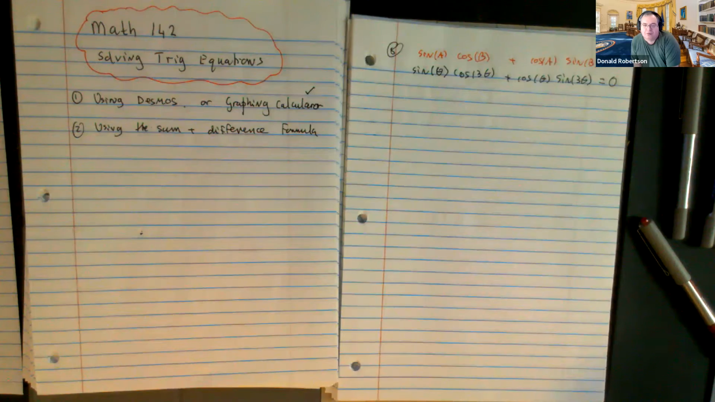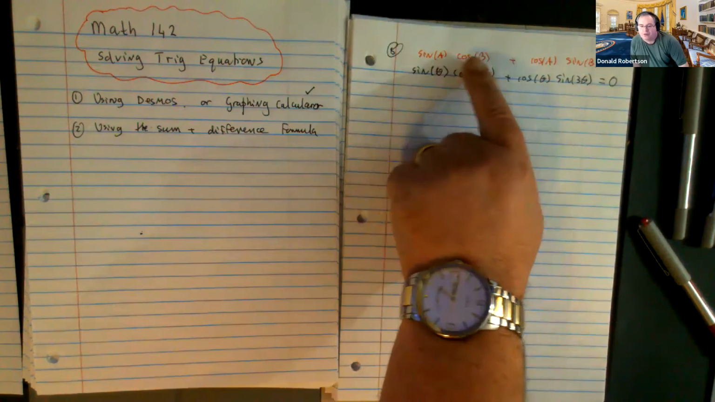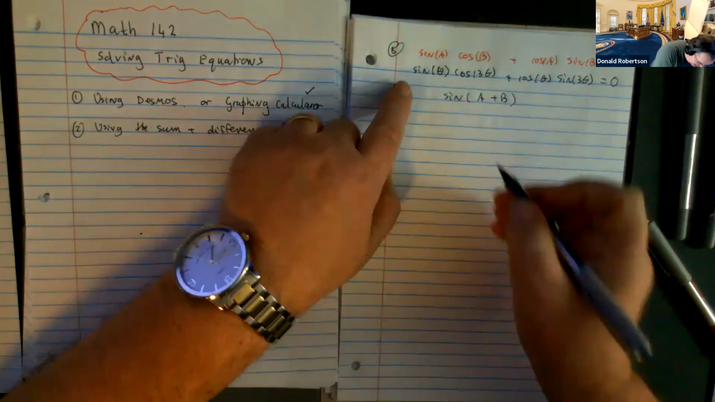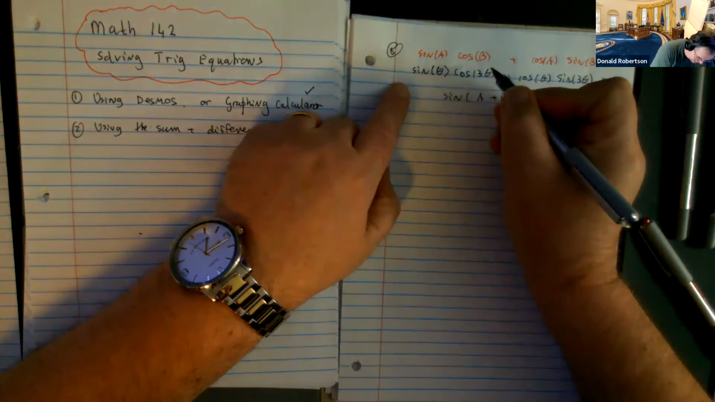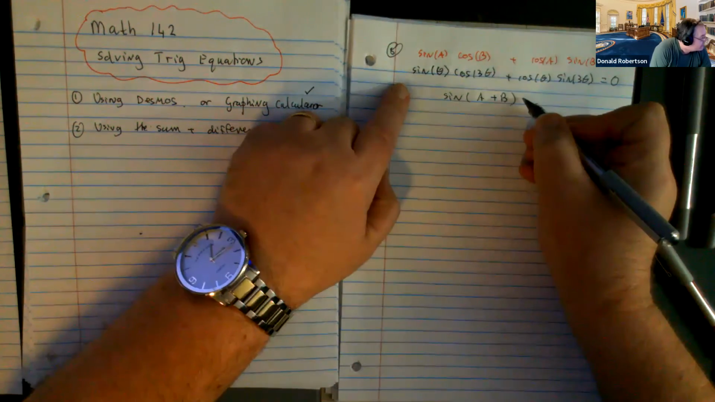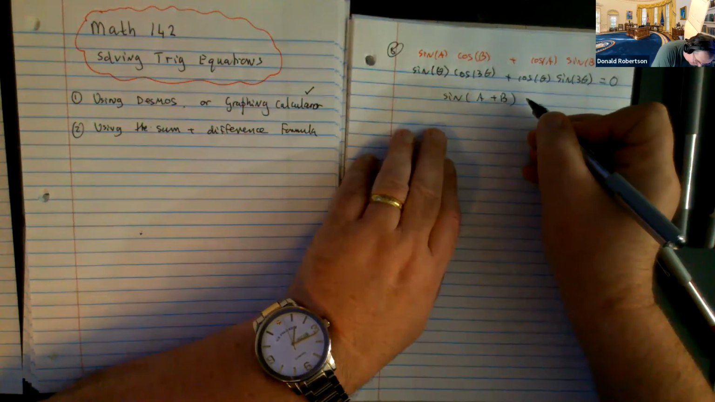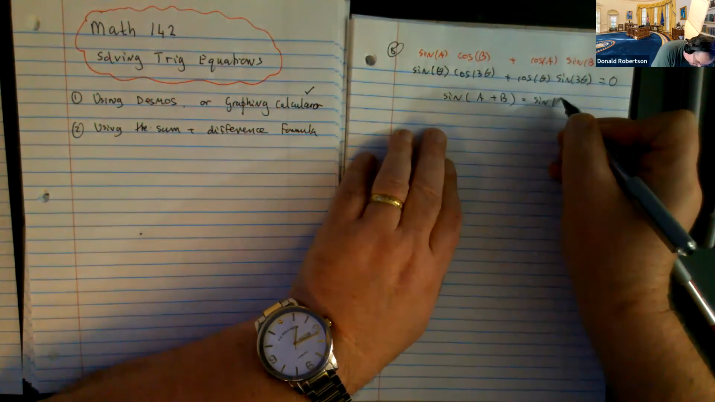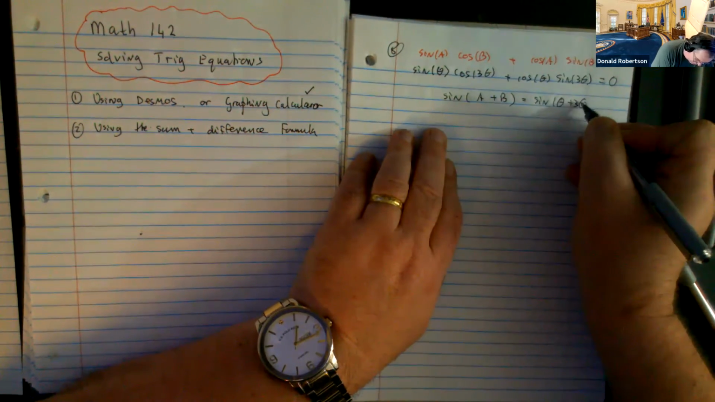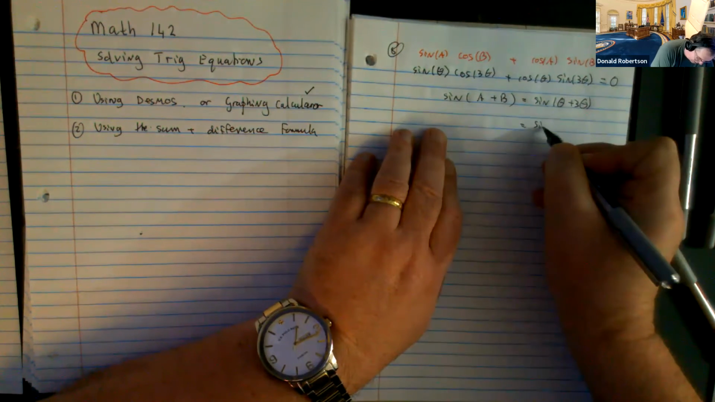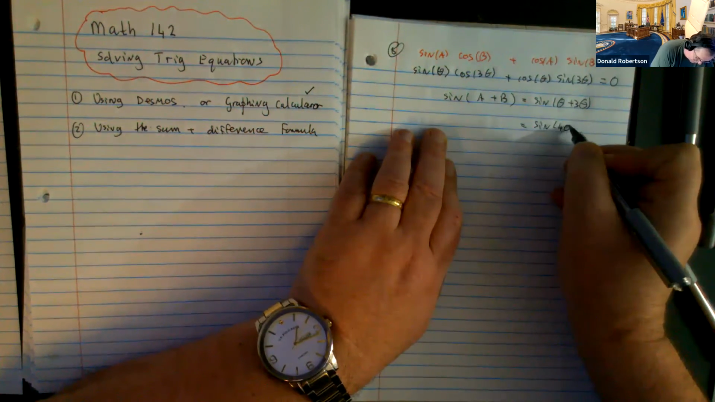Want to have a guess before I tell you? What would you do? You'd go and look at all your formulas and scan through for the one that had this combination. And if you look, you'll find it's that one. Now, since A is this and B is this, this is going to become the sine of theta plus 3 theta, which is the sine of 4 theta.